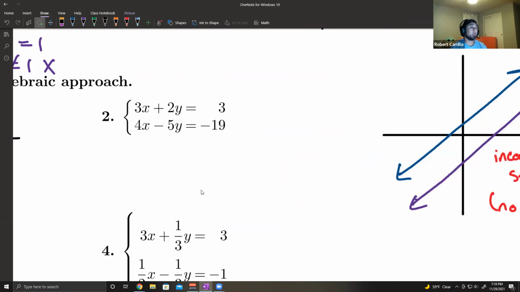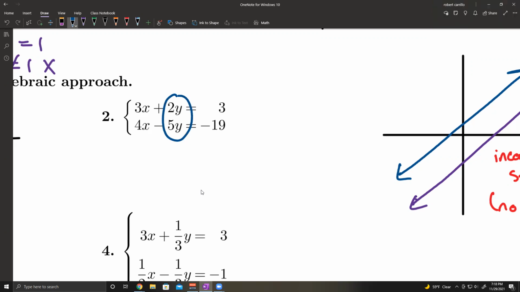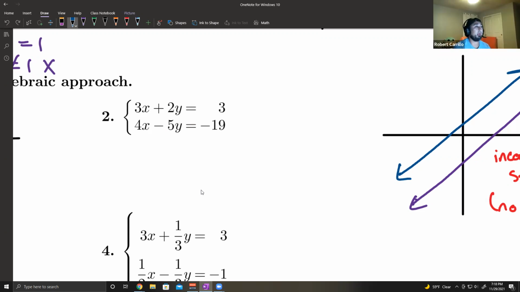Okay, so you have 3x plus 2y equal to 3, 4x minus 5y equal to negative 19. You guys choose. What variable do you want to get rid of? Y. Get rid of y this time. Okay, cool. So now we look at our numbers for y, and you have 2 and 5. What is their least common multiple? 10. So what would I multiply the first equation by? 5. Multiply it by 5.